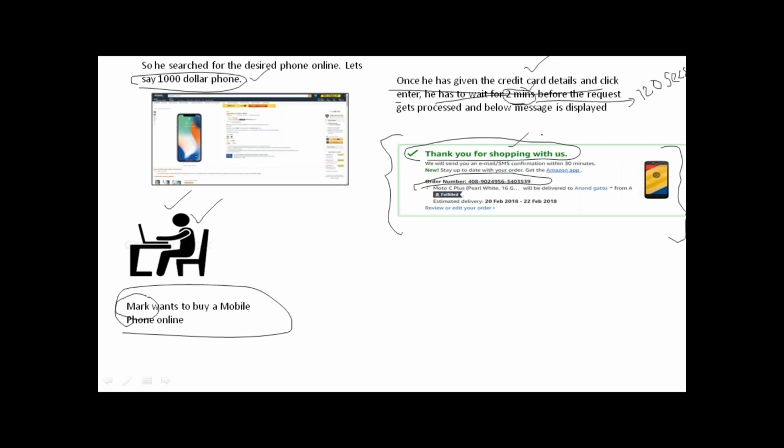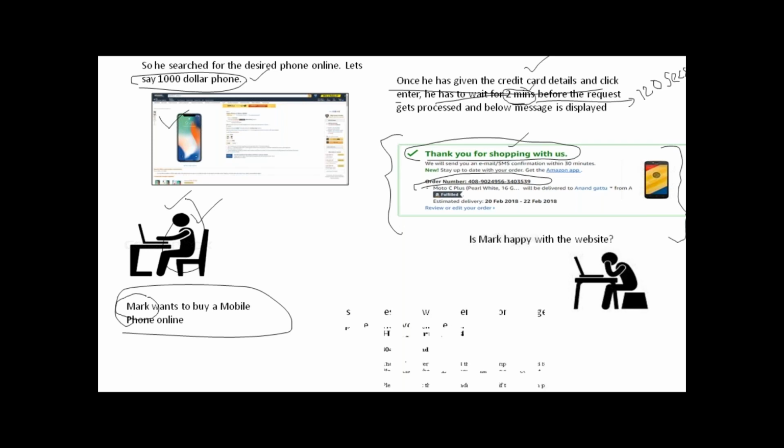So if people are not happy, especially with the performance, they will move away from the website and the company will lose the customers. In this case, Amazon will lose Mark, or not only Mark, there could be hundreds of people who think that 2 minutes is way too slow, and they will say they will never buy an item from Amazon. Is Mark happy with the website? No, he's not happy.